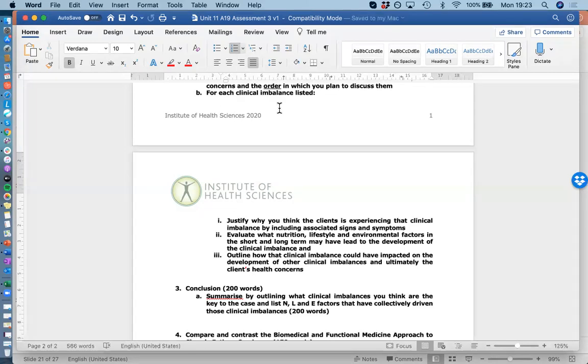So this is the general template, the general structure or approach to take for each clinical imbalance. Basically what we're trying to help you do here is develop a way to do a thorough evaluation of the factors that could be contributing to the client's health concerns. Hopefully you'll have seen that this is really similar to what you were doing in Units 7, 8, and 9 when you were doing the element of a report. We were helping you to build up the skills to do that so that you could do it now in a bigger case report.